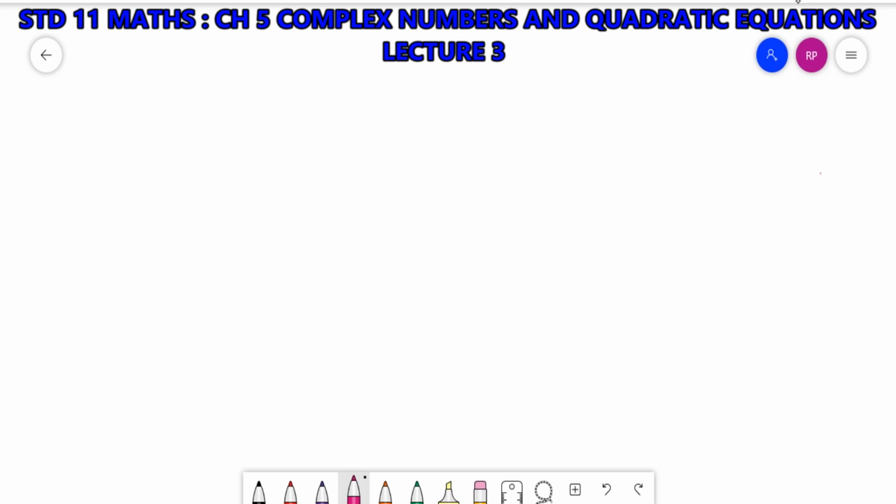and quadratic equation. Okay, today we will study about the modulus of complex number, conjugate of complex number, representing the complex number in an Argand plane, its argument, its polar representation. Okay, so let's start with first the modulus.